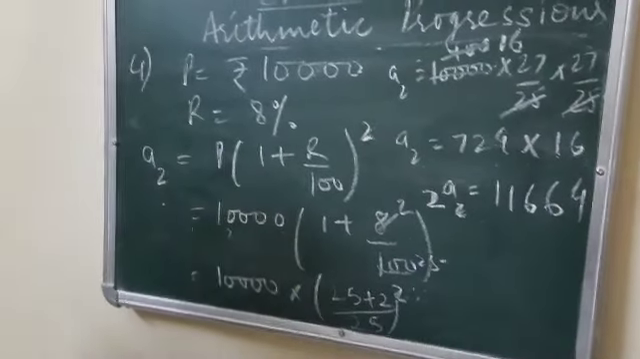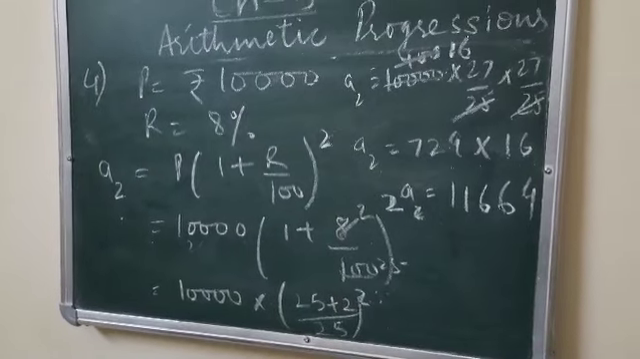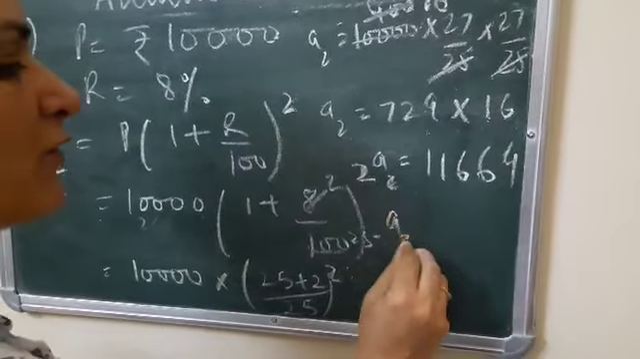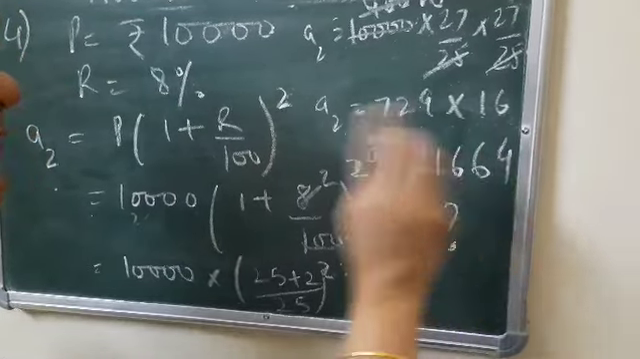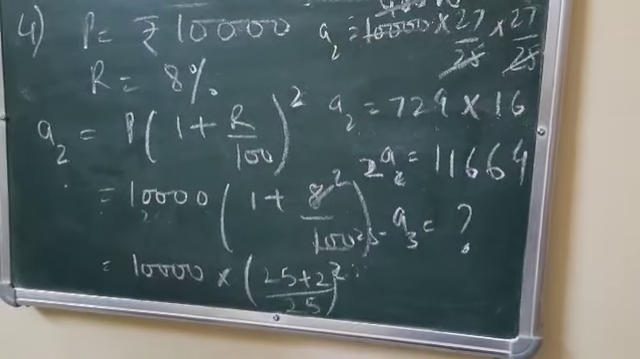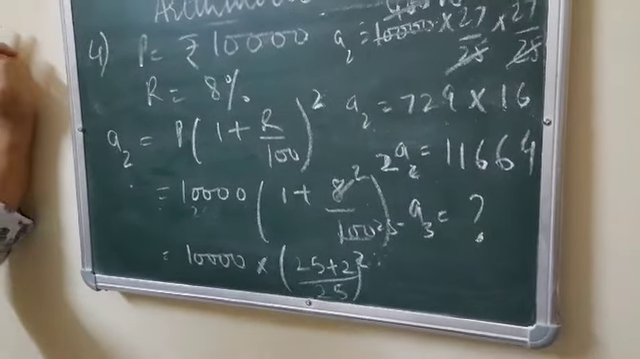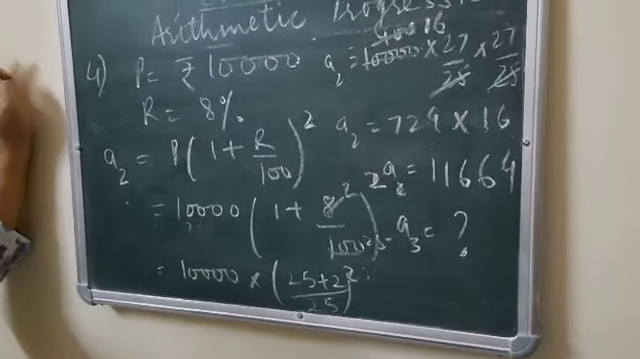Similarly, you will find A3, and then you will check whether it is forming an AP or not. So next A3 you will be finding yourself, and after that just see whether your common difference is same or not. If it is same, yes. If it is not, then you will write no, it is not forming an AP because D is not same.